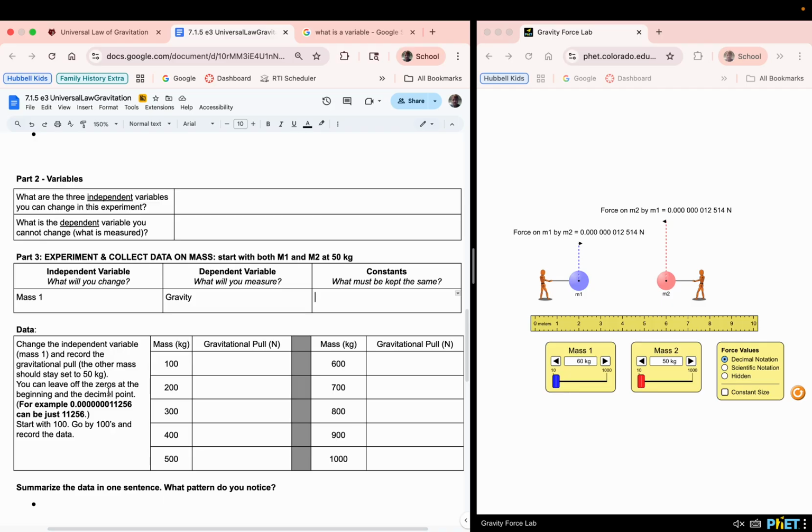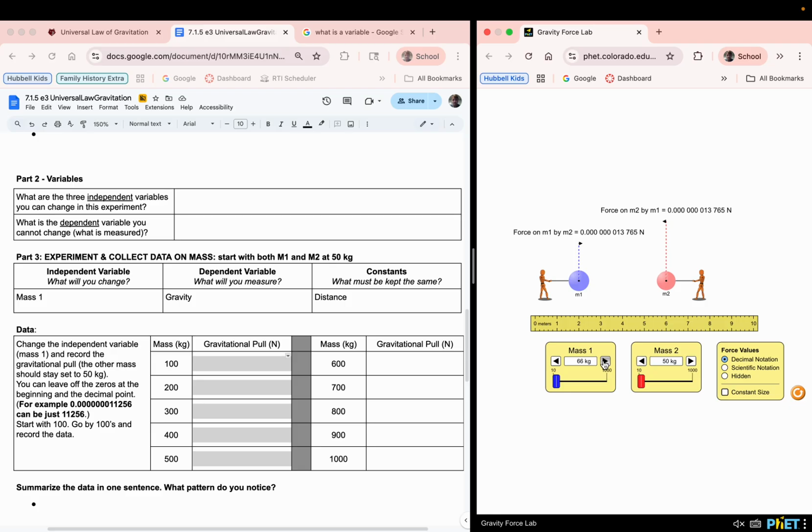You can leave off the zeros at the end. Remember I said you only need to give me these numbers. Start with 100. Go by 100s. Okay? So we're going to keep the distance the same. That's our constant. And we're going to manipulate the size. Okay? So you're going to manipulate and change one of the masses up to 100.